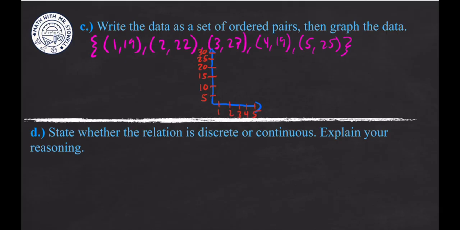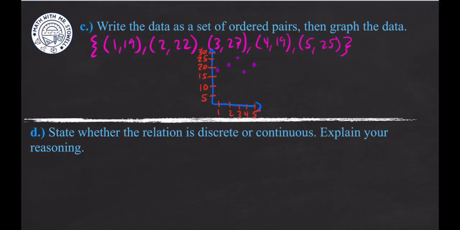Putting this on the graph, we see at 1 we are at 19, so that's just a little bit below 20. At 2 we're at 22, so we're going to be about up here. At 3 we are at 27, which is going to be a little bit over 25. At 4 we are at 19, so we're going back down. And at 5 we are at 25. Of course, you want to take graphing paper if you want a more accurate graph.